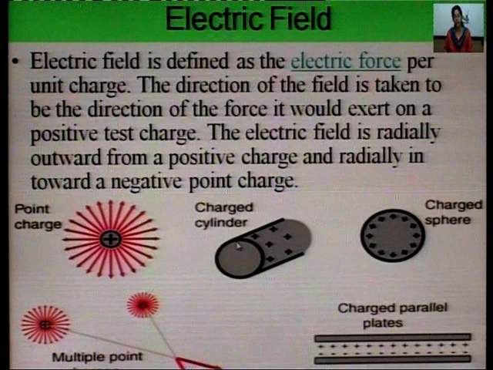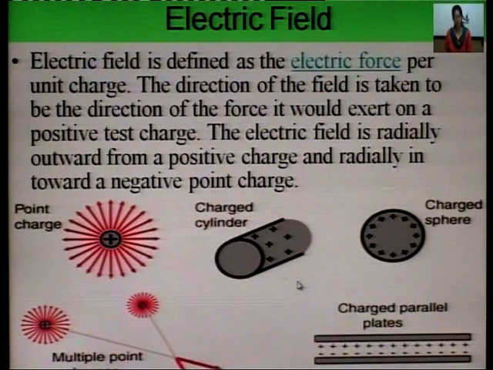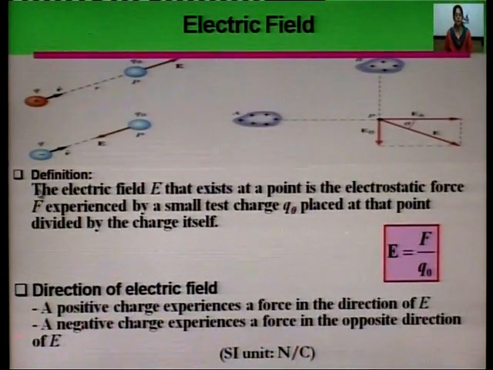So this is a charged cylinder, this is a charged sphere, and these are charged parallel plates. So definition again, the electric field E that exists at a point is the electrostatic force F experienced by a small test charge. So E is F upon Q, and for the direction of electric field, a positive charge experiences a force in the direction of E, a negative charge experiences a force in the direction opposite to that of E.